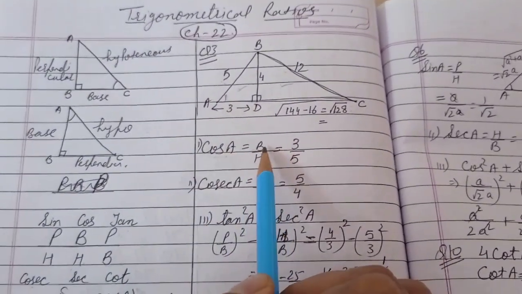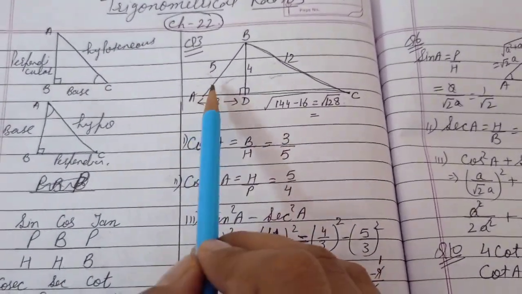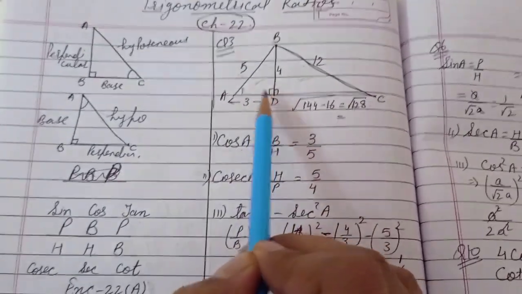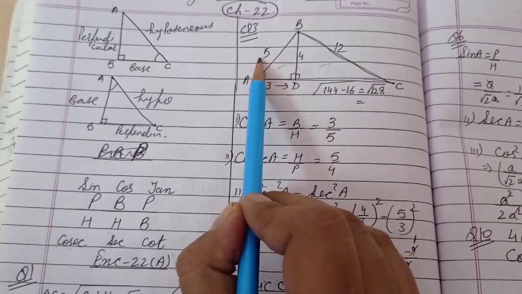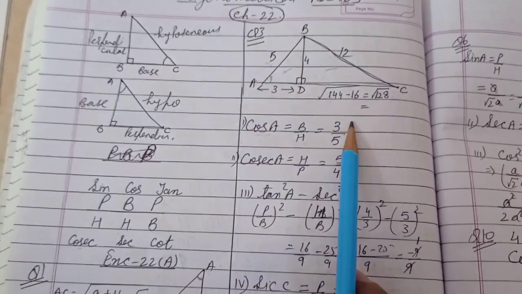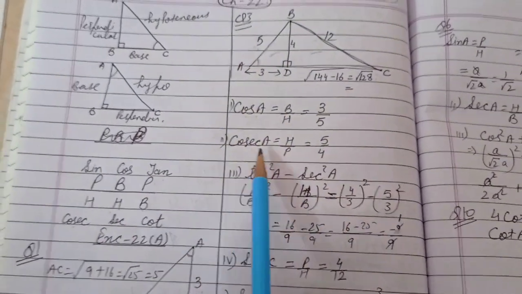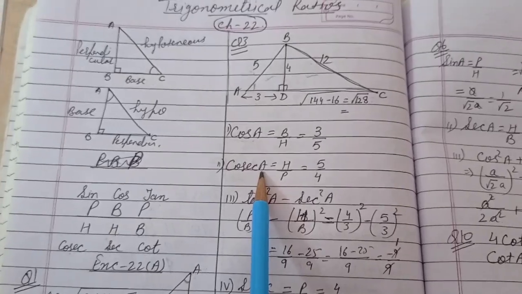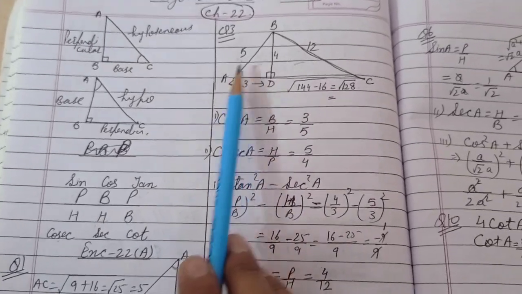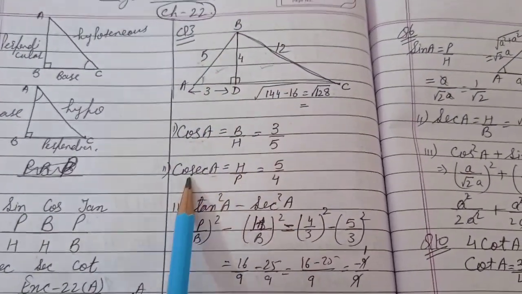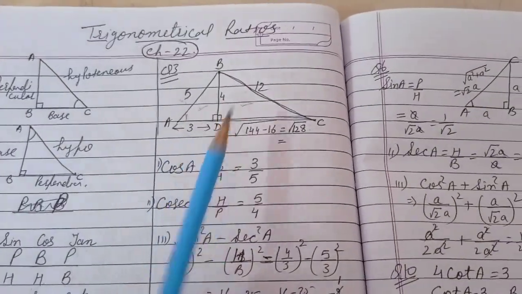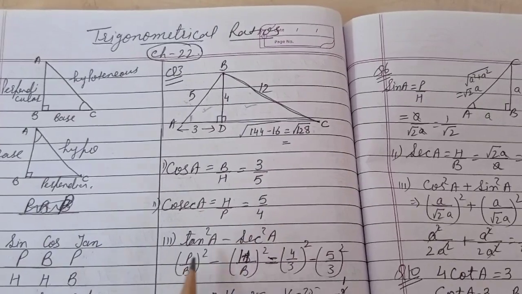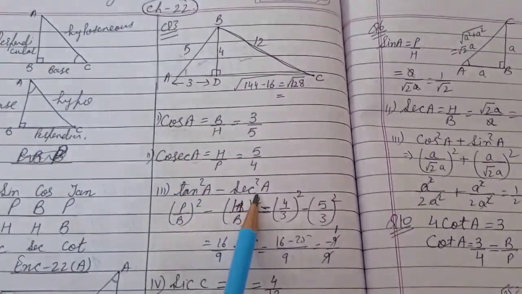Now, cos, you know, is base over hypotenuse. Now, this angle is given. This is 90 degrees. So, obviously, this will be the base. 3 over hypotenuse is 5. So, I wrote here 3 over 5. Next is cosecant A. Again, the angle mentioned is A. So, we have to use the same triangle ADB. Cosecant is h over p. H is 5. Perpendicular is 4 of this. So, 5 by 4.